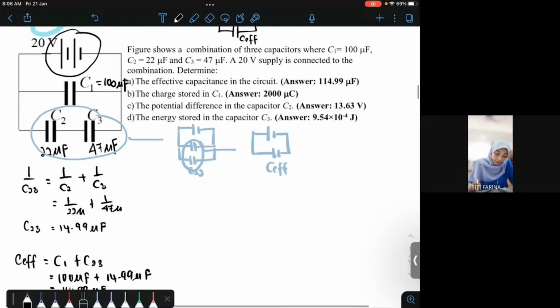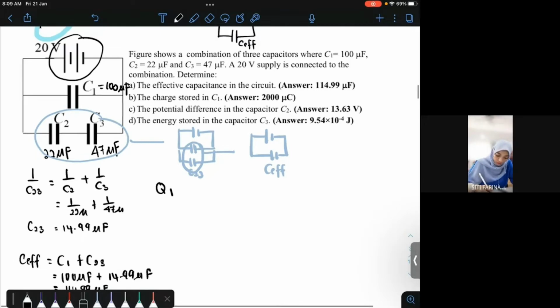Soalan seterusnya, dia minta charge stored in C1. Okay, so kita nak tahu Q1. Okay, Q1, equation dia paling basic C1, V1. Okay, Q1 is what we are looking for. Right? So, C1, kita tahu dia bagi dalam soalan. C1 adalah 100 microfarad. So, 100 micro. So, to find Q1, you need to have the value of V1. So, objektif kita sekarang nak cari V1 sebenarnya. Okay, we need to find this V1.